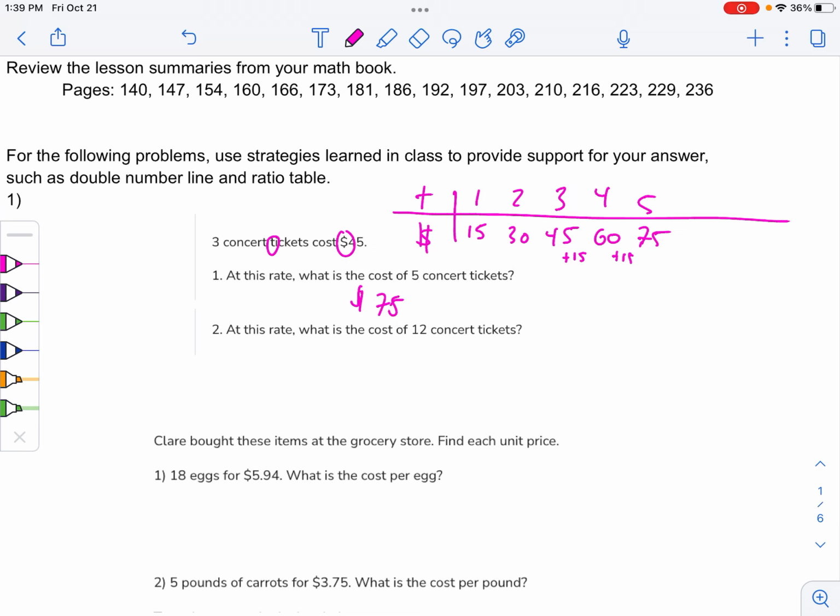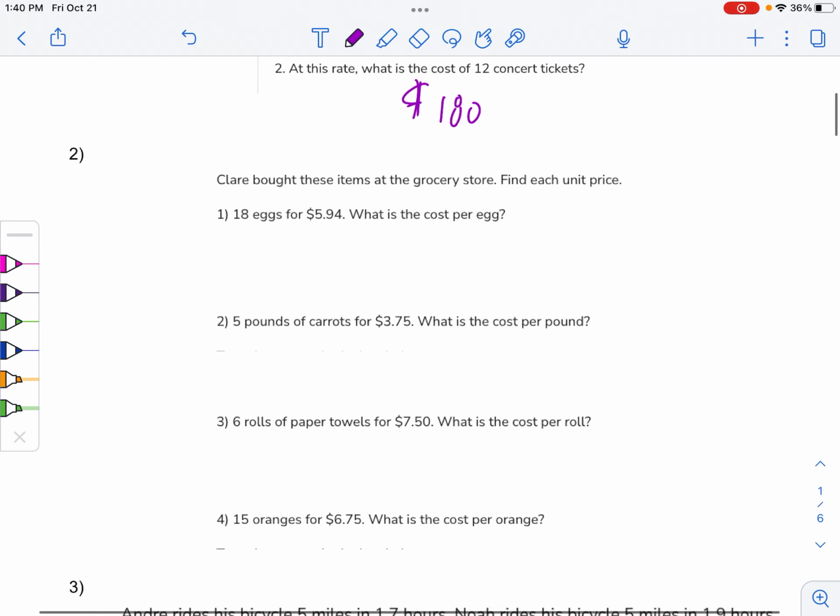So I could do a couple different ways. I'm going to go up to 6 because 6 gets me to 12 nicely. So I'm going to add 15 more. It gets me up to 90. And then I am going to jump all the way to 12. I'm going to double this one, and then I'm going to double 90. So 90 doubled is, well, 9 doubled is 18. So 90 doubled is 180. So $180. Thank you, ratio table. That made that so much easier.